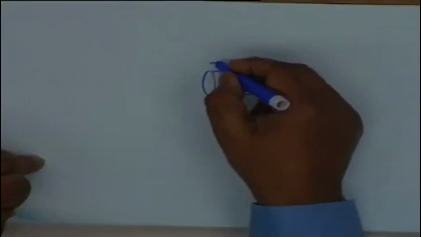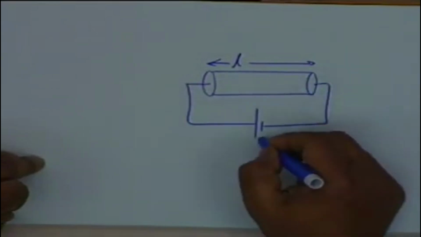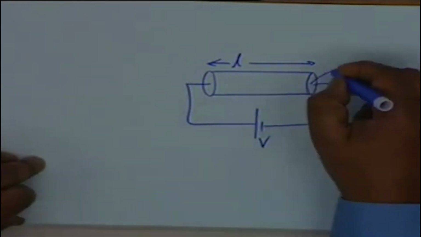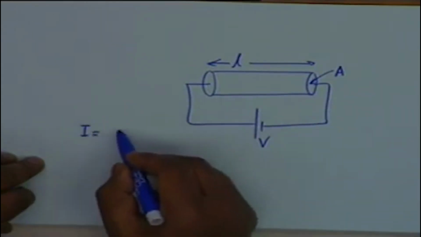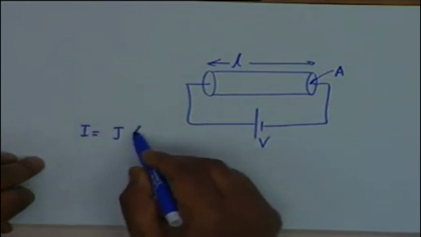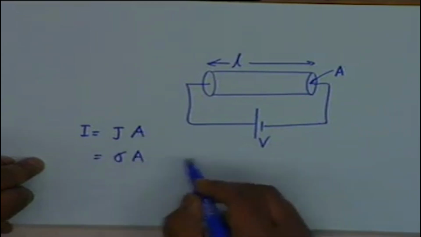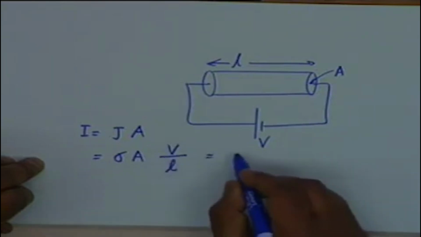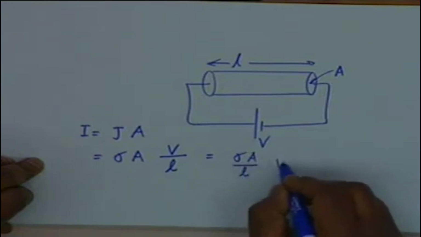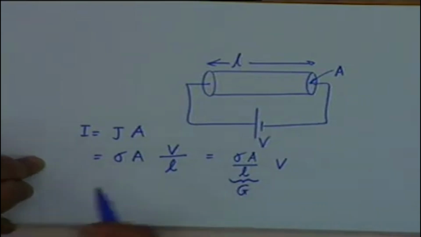Let's consider a conductor of length L, potential difference V, and cross-sectional area A. Then the current flowing, capital I, shall be equal to current density multiplied by A, and current density is sigma E. But what is E? E is V by L. So this is equal to sigma A by L times V, and if you denote this by capital G, then you get Ohm's law, that the current is proportional to the impressed voltage.